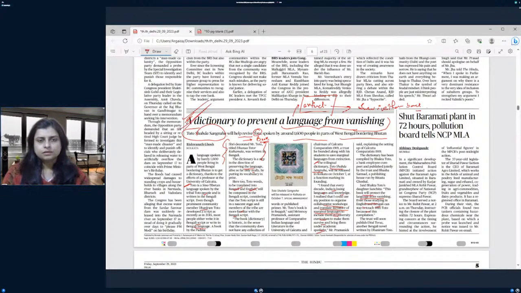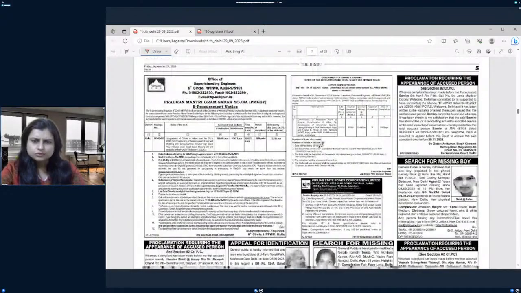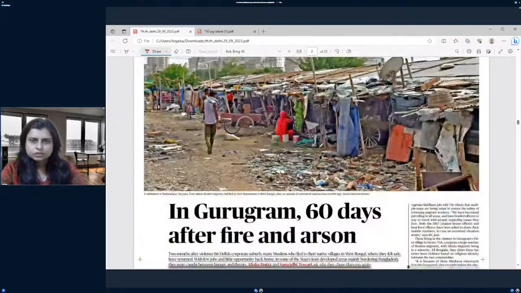Okay. So this was about the Toto language. This is important with respect to the art and culture part. Now let's move on to the next one. Next news.